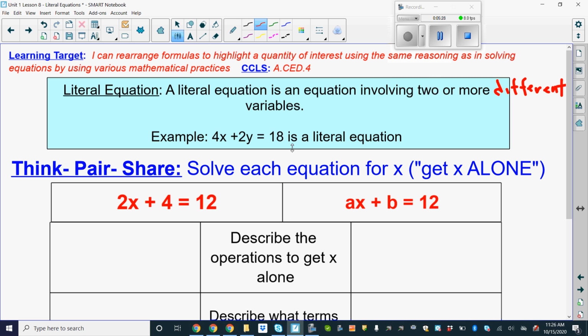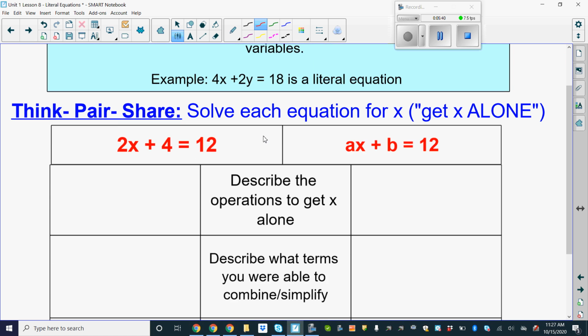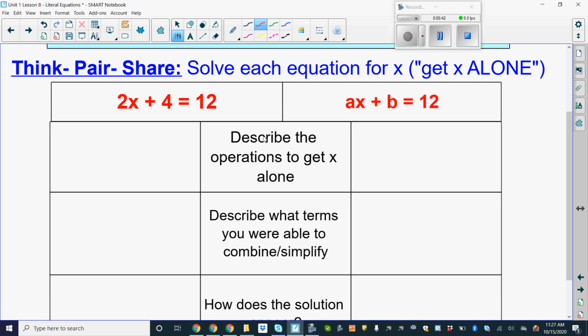So with that being said, an example would be 4x plus 2y equals 18. Right there, we see an x and a y. So that would make it a literal equation. So when we solve literal equations, we are going to solve them the same way we would solve for just an equation like we've seen here with one variable.